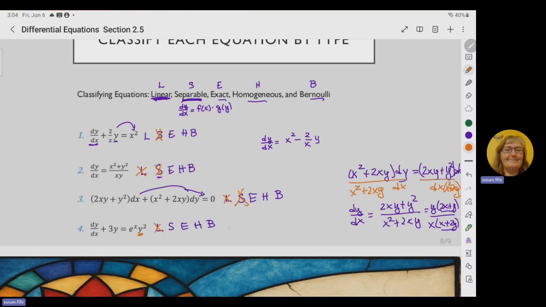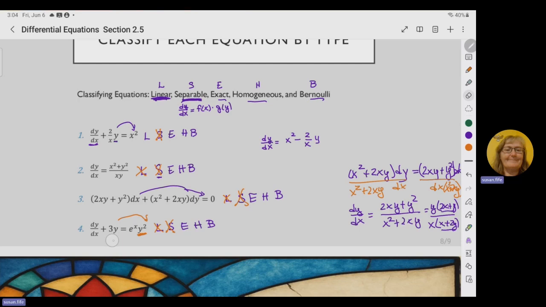And I can tell number 4 is also not separable, because if I bring that 3y over, I'll have a y squared and a 3y. We wouldn't be able to factor that. If this were 3y squared, then I would have a y squared in common that I could factor out. And it would be separable, but not with 3y.